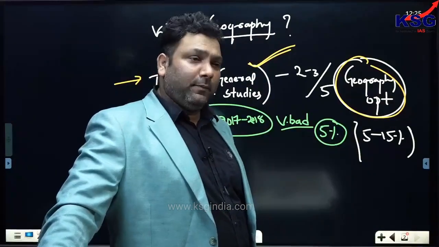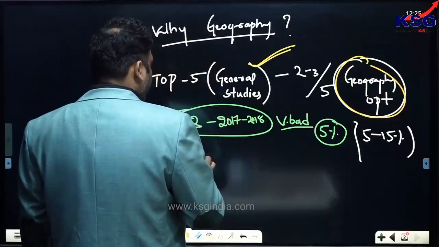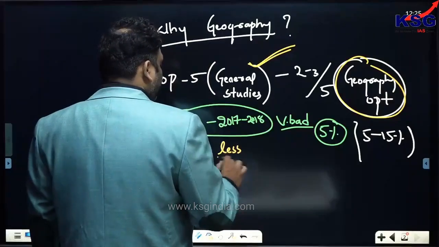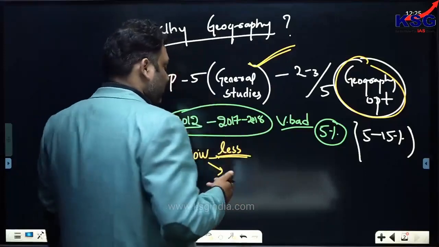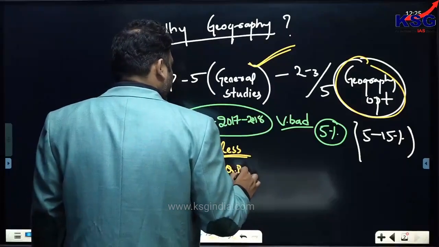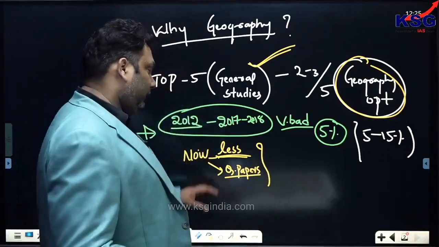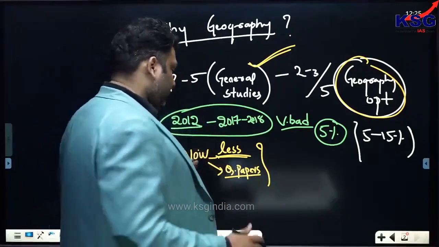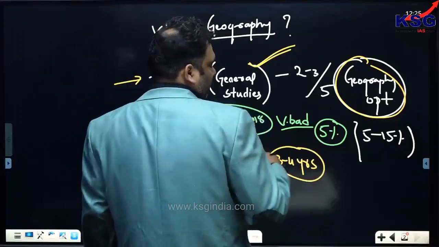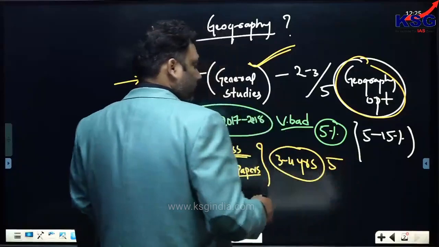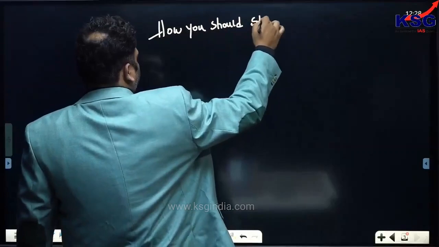The question paper has become comparatively easy, and moreover the competition has reduced here. Now today you have fewer candidates competing in geography optional, and the question papers also have become easy. So this is where you have an advantage. For at least the next 3 to 4 years, at least I am saying, it will be minimum 5 years, geography will have good times.